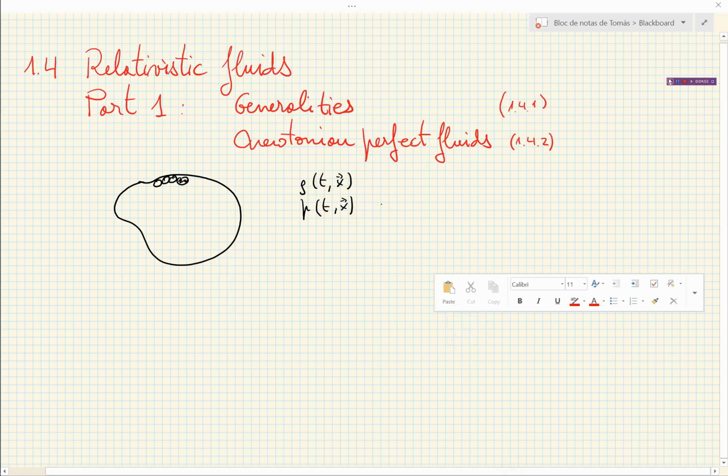And another important magnitude that will characterize these fluid elements is the velocity. This is in the Newtonian case or non-relativistic case. In the relativistic case, we will use the four-velocity. There are other quantities that can be used to describe the fluid, like the temperature, entropy, viscosity, and so on.